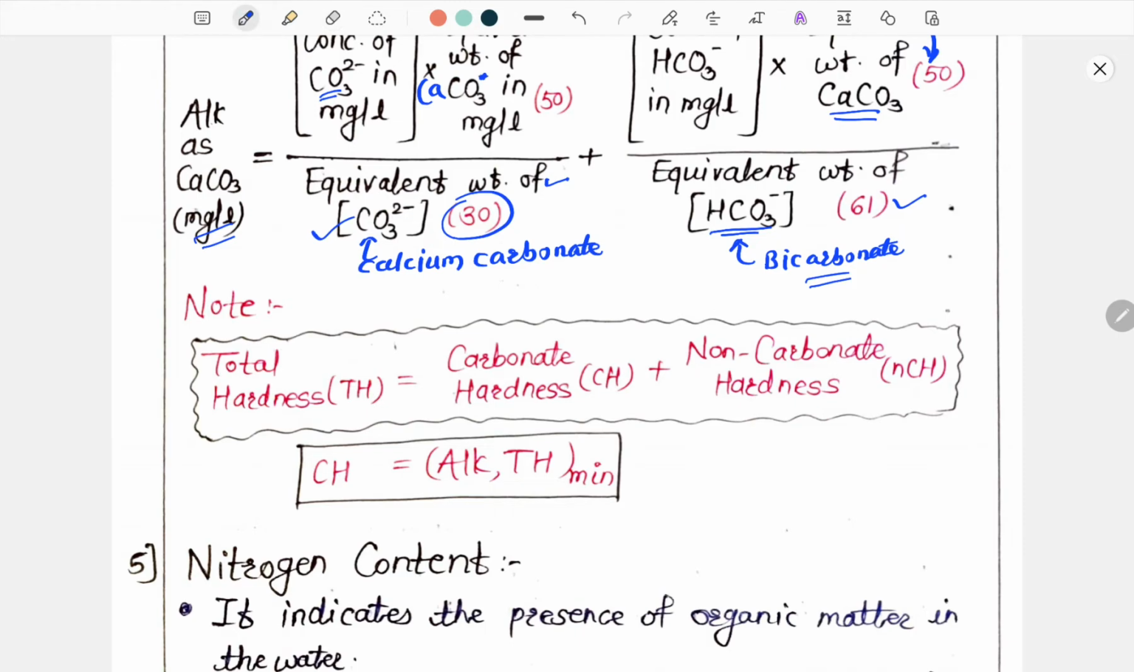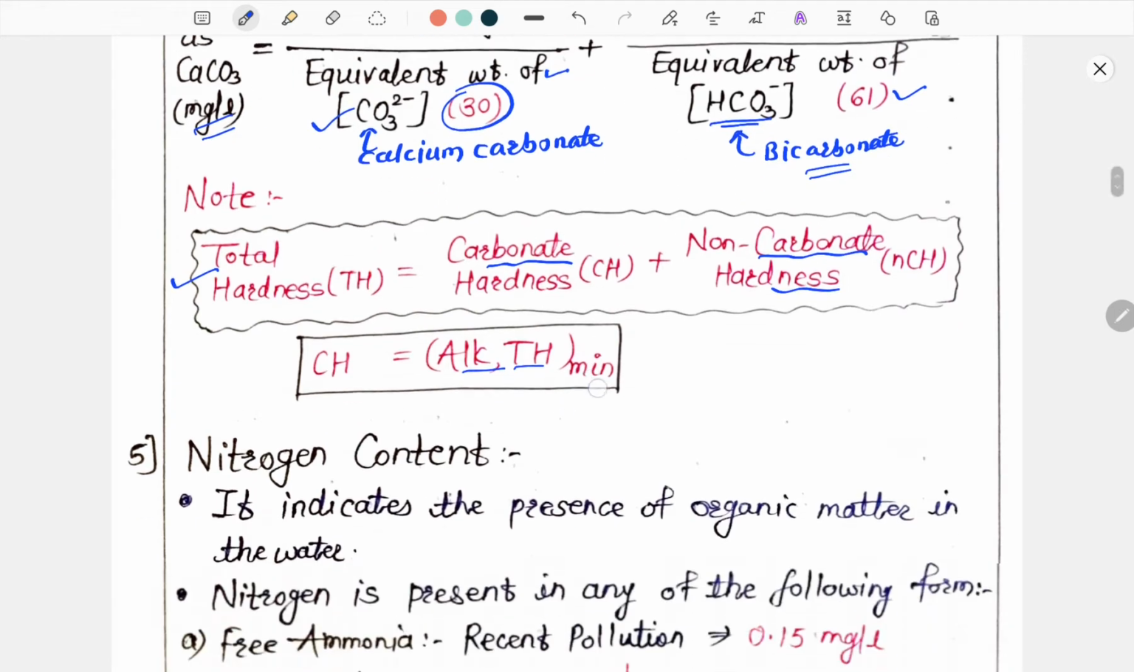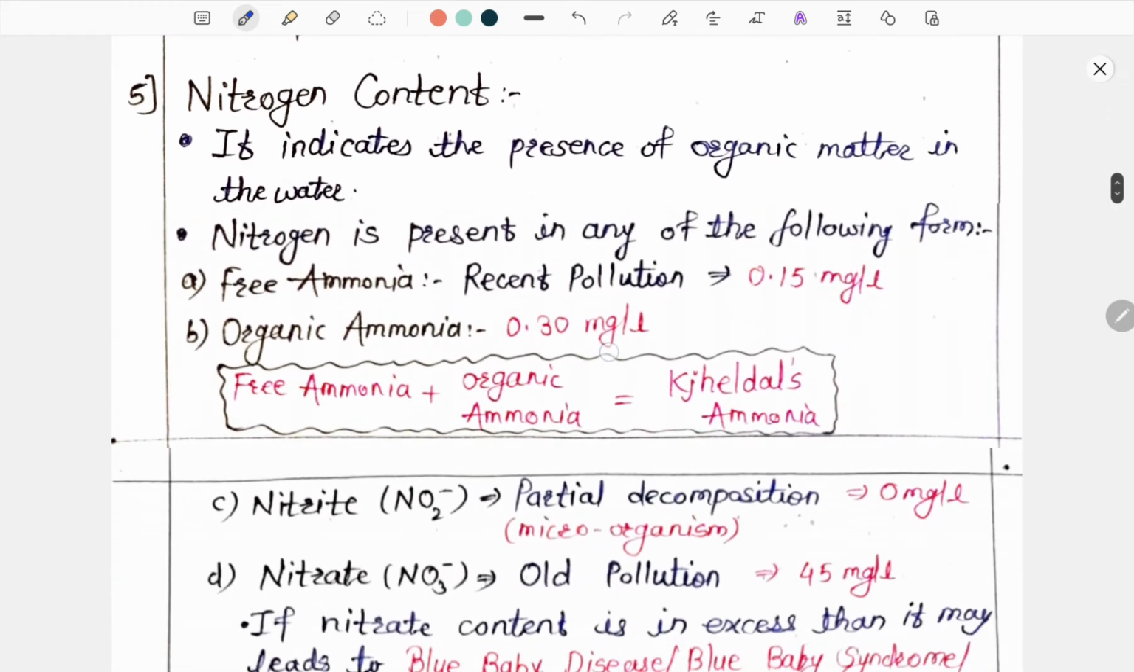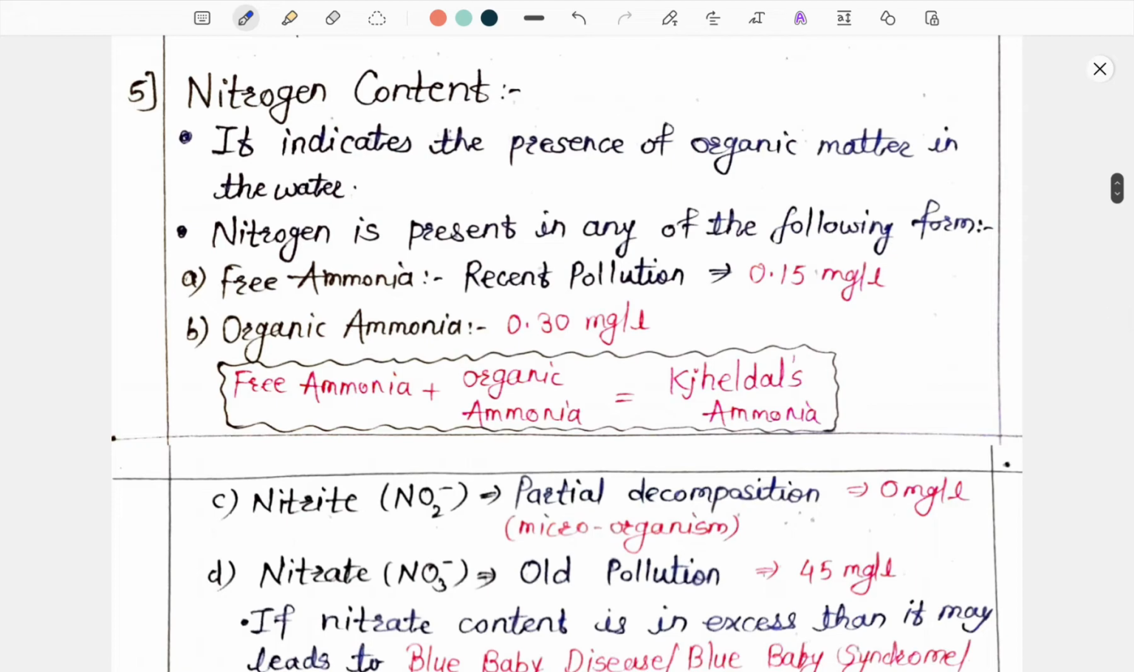Some problems are given in the exam in the case of total hardness. So total hardness is equal to carbonate hardness plus non-carbonate hardness, and carbonate hardness is the minimum of alkalinity and total hardness. Fifth chemical water quality parameter is the nitrogen content. Nitrogen content indicates the presence of organic matter in the water.